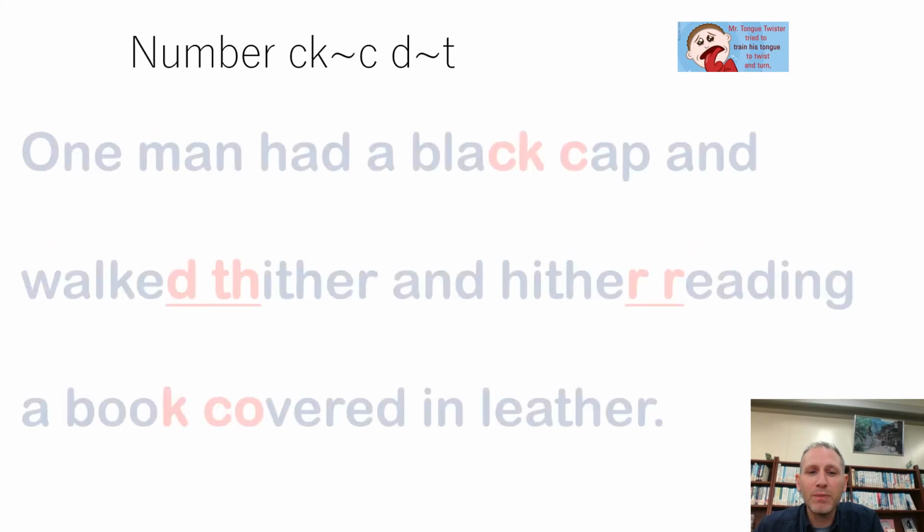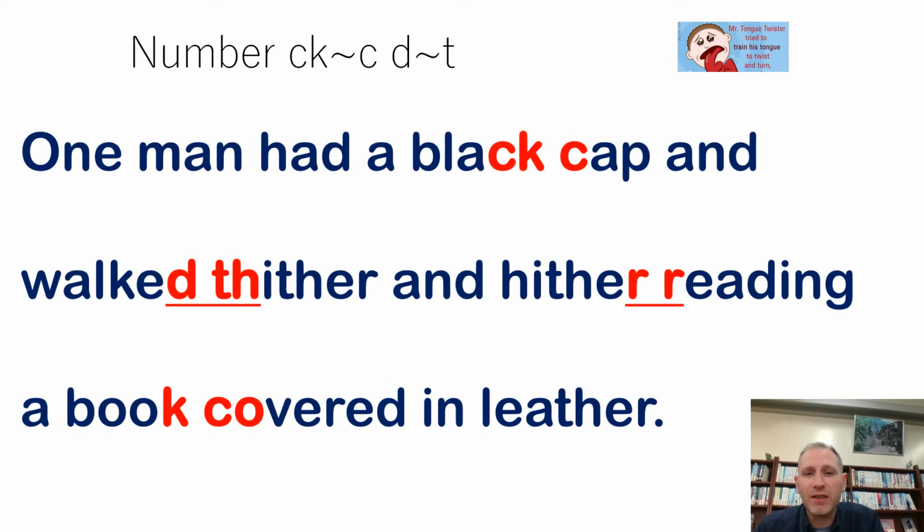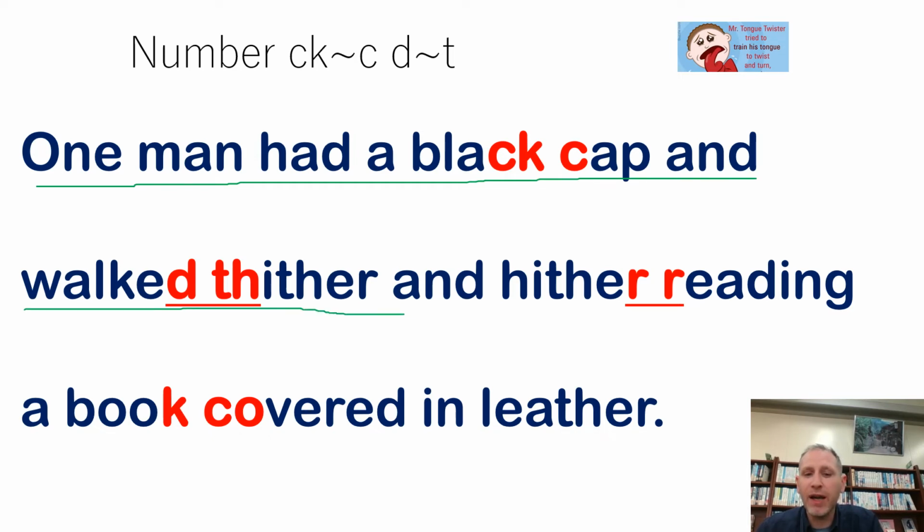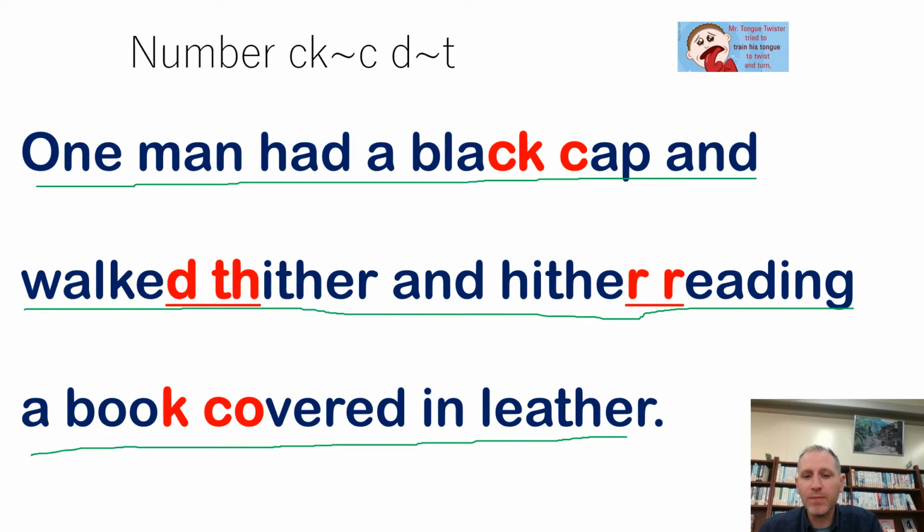Okay, so sentence number 2 is all about the end consonants and the following words starting with a similar sound. So again, I'm going to read this slowly and precisely, and then I will read it quickly. And you try that at home. One man had a black cap and walked thither and hither, reading a book covered in leather. That's difficult for me, to be honest.